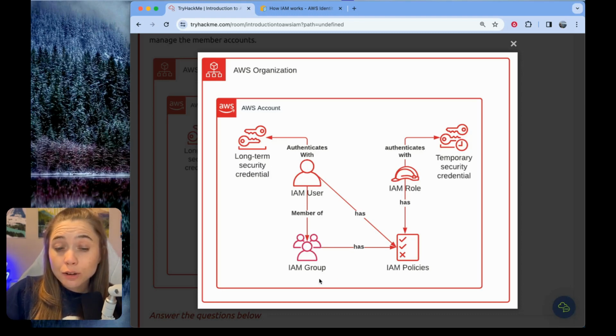And then the user is also a member of an IAM group. And both the user and the group can have IAM policies attached to them that impact what that user would be able to do. So what the user is able to do in an AWS account depends on the IAM policies directly attached to the user and also the IAM policies attached to any group the user is a member of. And then also in this AWS account, we have an IAM role, and the IAM role authenticates with temporary security credentials, which is almost always preferable.